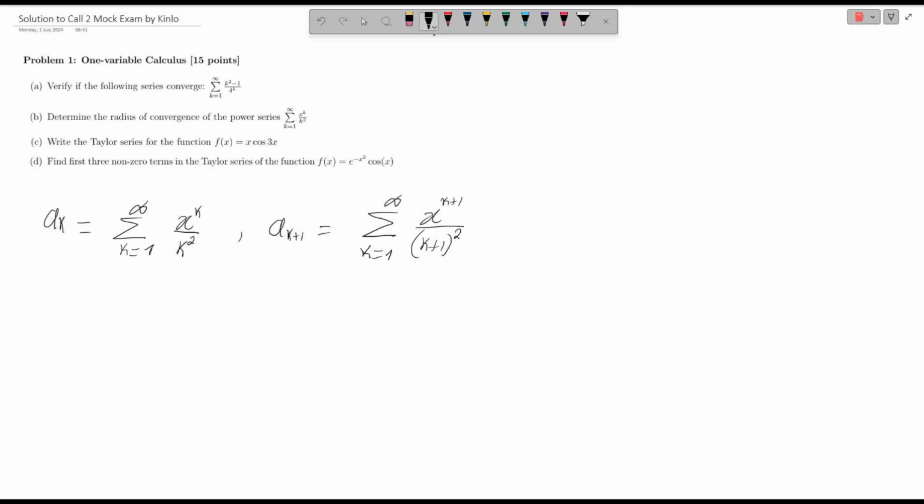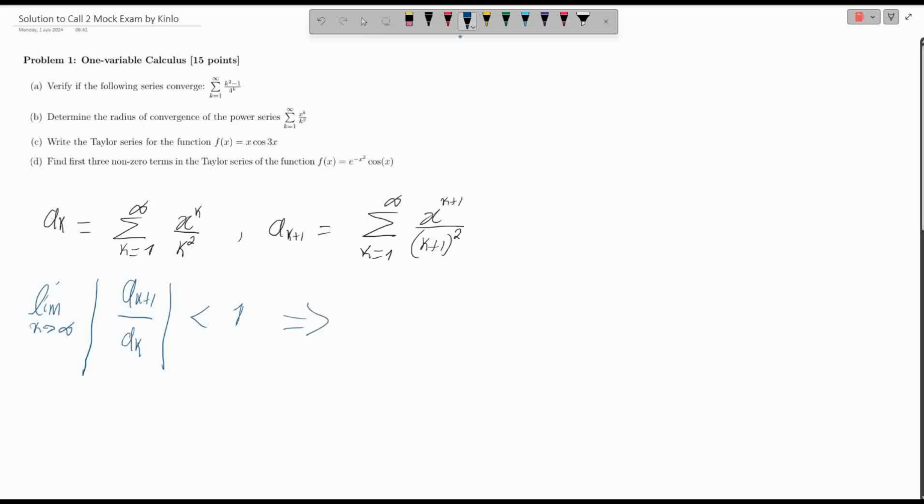Now in this case we know our condition for convergence is that the limit as k tends to infinity of the absolute value of a_(k+1) divided by a_k should always be less than 1. For the sake of the length of the video, I'm not going to write down all the steps, especially the things I've already explained previously in part A. So we're simply going to go directly by substituting.